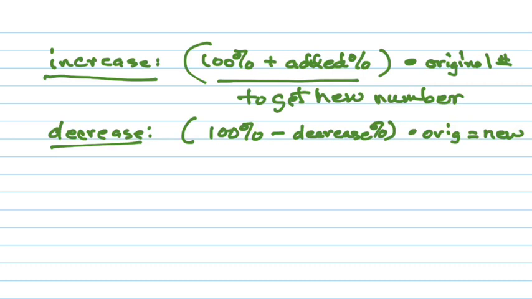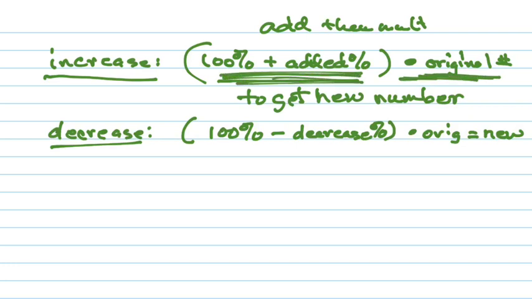Okay, so let's just do increase first. Remember, increase was add, then multiply, right? We added the percentages, then we multiplied times the original number. I thought this was the one where you find the original number. Well, we're not doing that yet. That's a different topic. Now, for decrease, we subtracted and then multiplied, right?